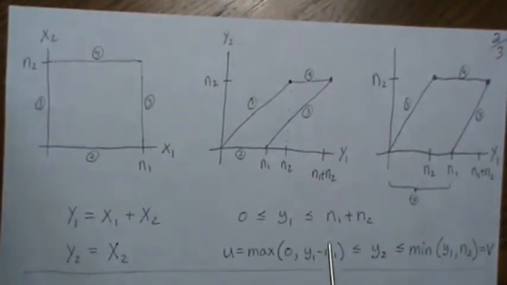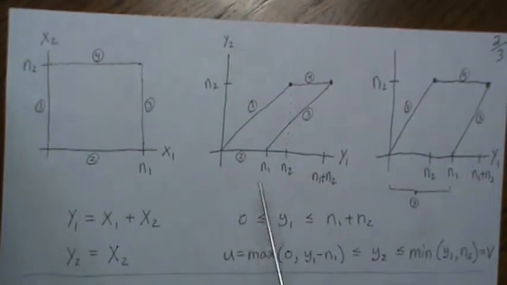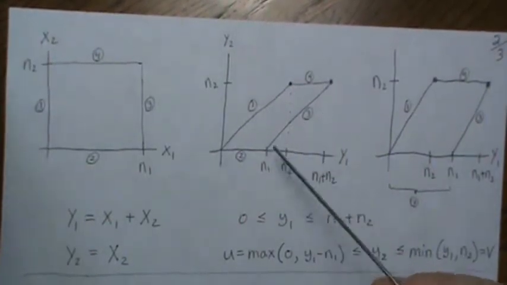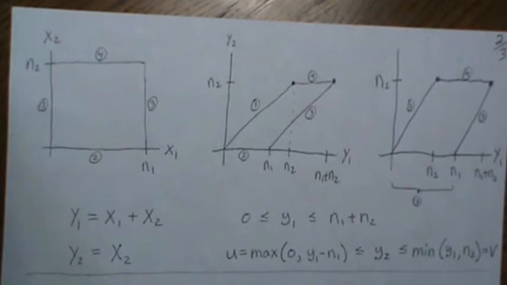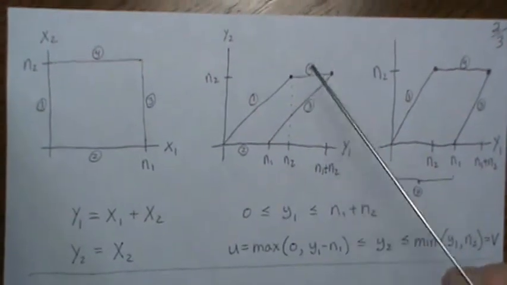And that's what this maximum is. It's the maximum of 0 and this line, okay? And so that's why it becomes the maximum. And now it's the same way for the minimum.